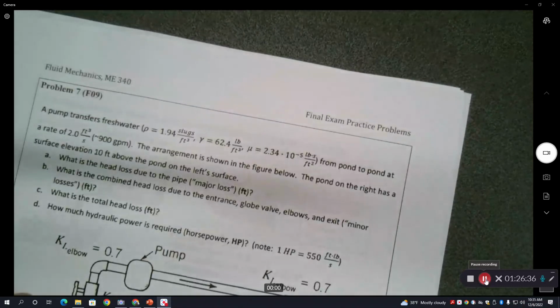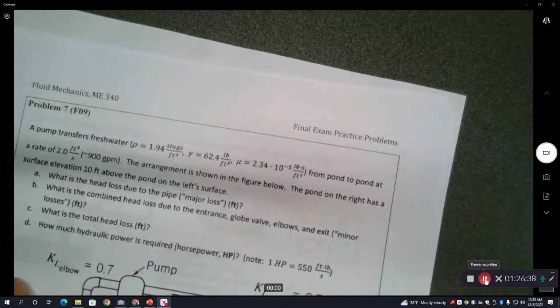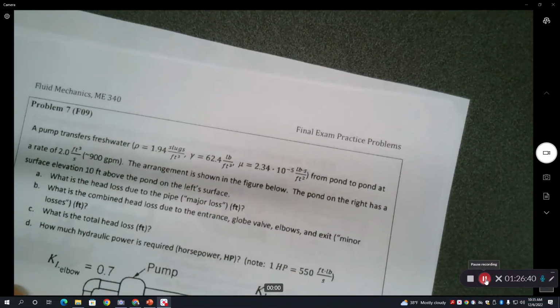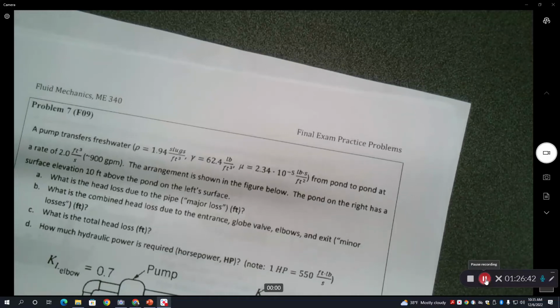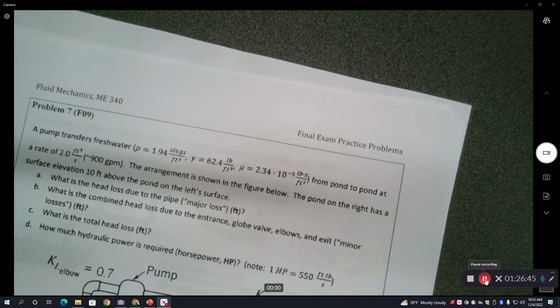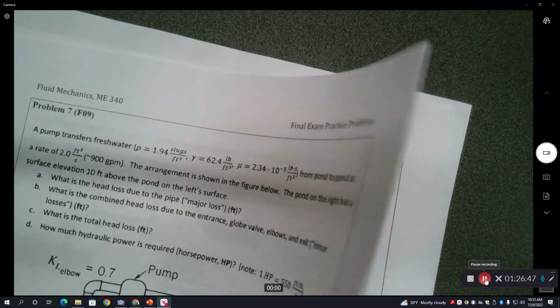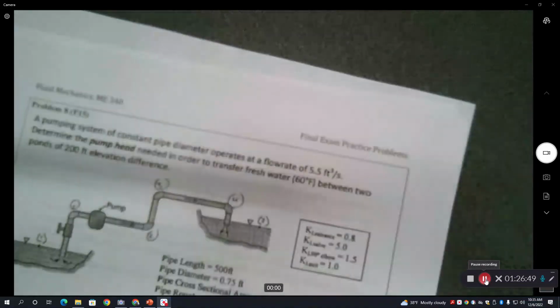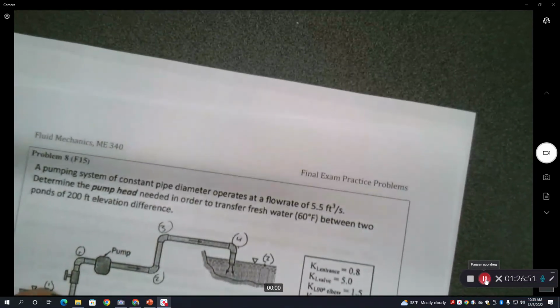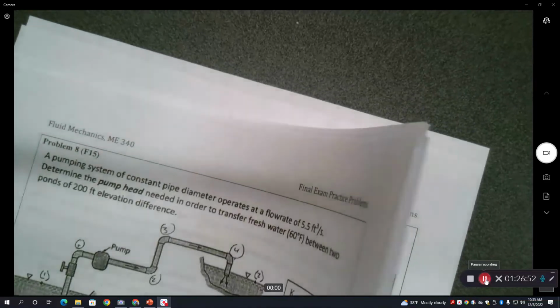But these are a lot of pump ones, weren't they? I didn't realize how many pump ones I had in there. My telegraphing? Learn to do a pump problem. Learn to do a pump problem. Yeah, here's another one. There's no more.